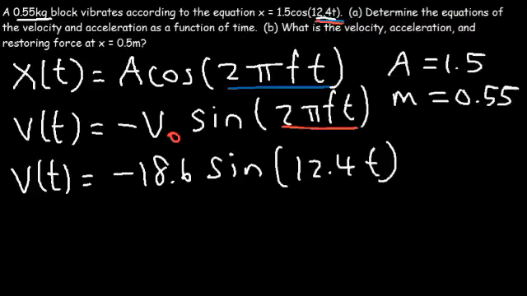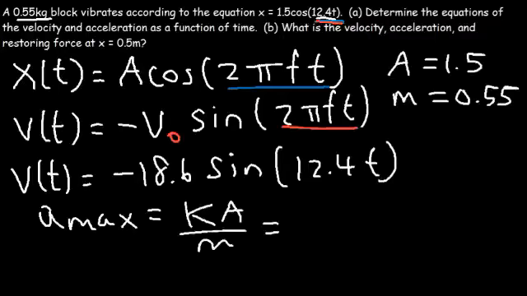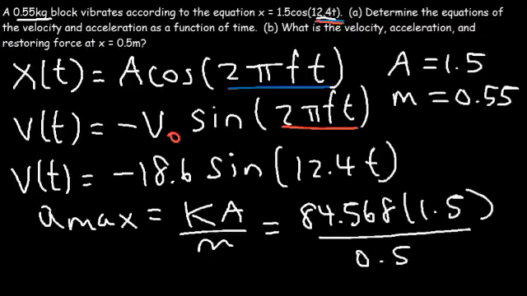Now let's find the acceleration function. So we've got to find the maximum acceleration first. And the maximum acceleration is equal to k times A divided by m. So k is 84.568. The amplitude is 1.5 and the mass is 0.55. Therefore, the maximum acceleration is 230.64.